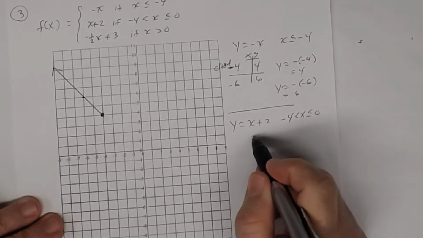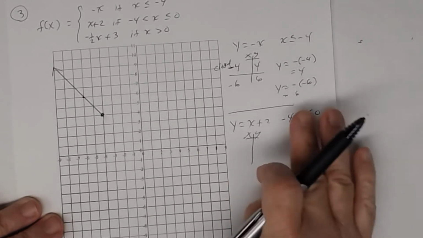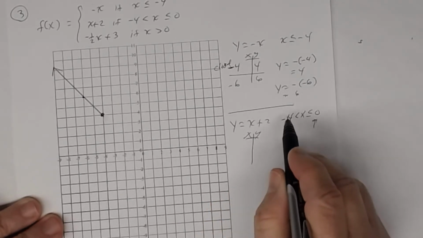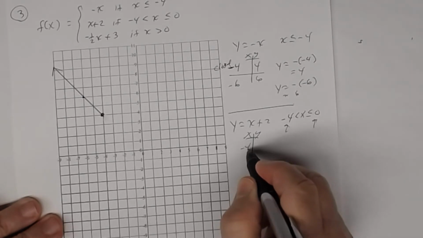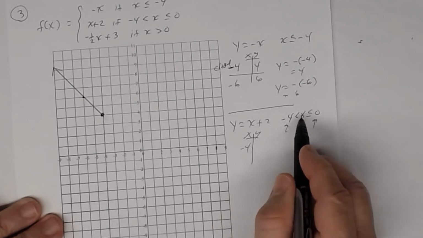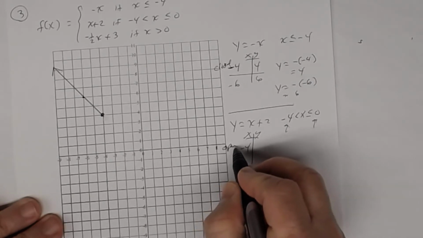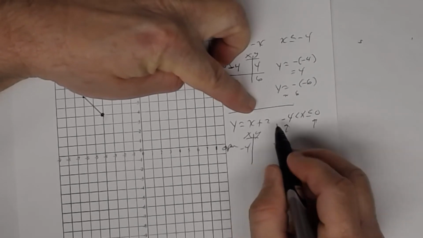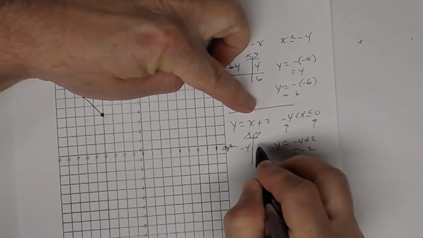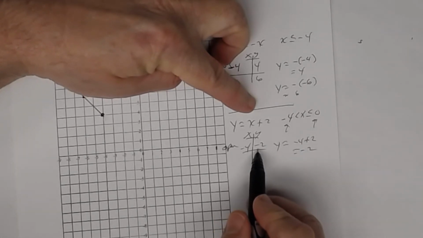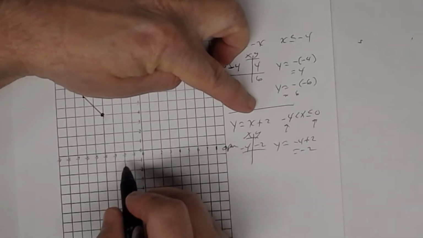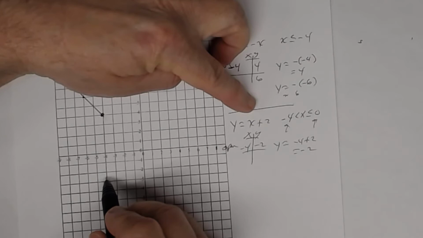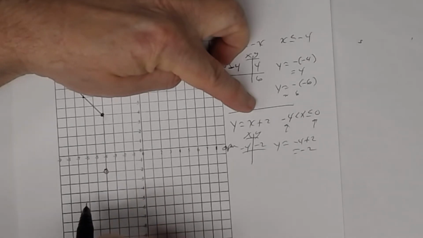All right, so let's plot some points. Without the restriction, this would be a line, so you need 2 points, and the 2 points will be these two right here. You must use whatever numbers you see. I see a negative 4 and I see a 0. So let's start with negative 4. There is no equal sign, so that's going to be open. When x is negative 4, I have y equals negative 4 plus 2, which is negative 2. So I'm going to plot negative 4, negative 2, right here, but I'm going to put an open circle because there's no equal sign.